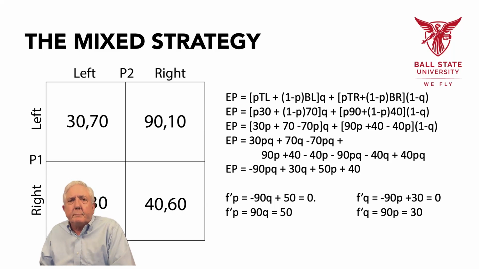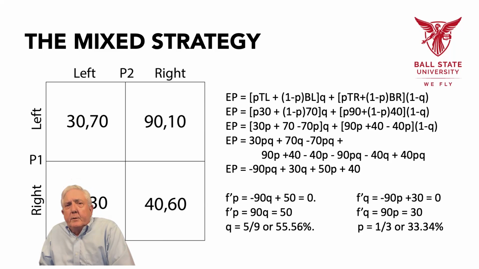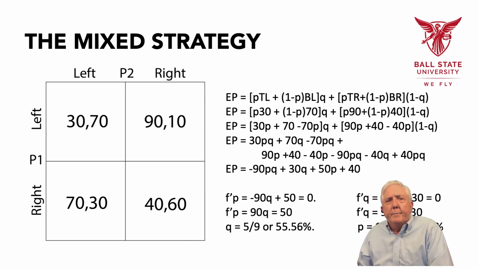So what do we do? We solve for P and for Q, and we get Q equals 5/9 or 55.56%. And P equals 1/3 or 33.34%. So what do we do with that? Well, we want to know what are the probabilities I'm going to win if I use a mixed strategy. And remember, I told you P is top left for P1, and 1 minus P is bottom right for P1. And let's go ahead and write these in now, so you can see where they go.